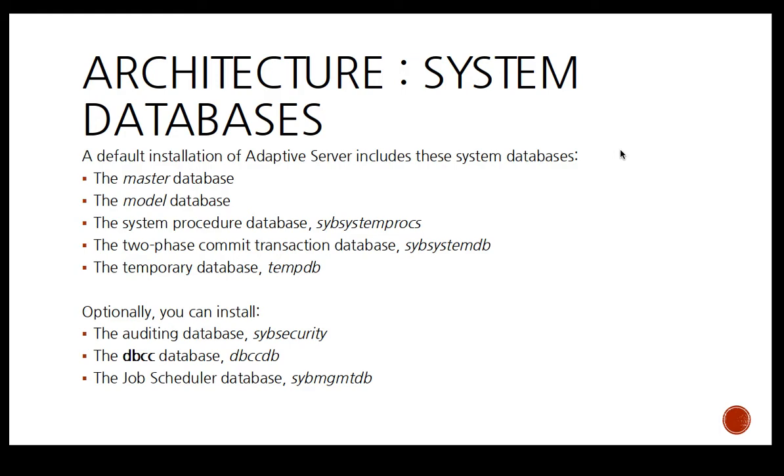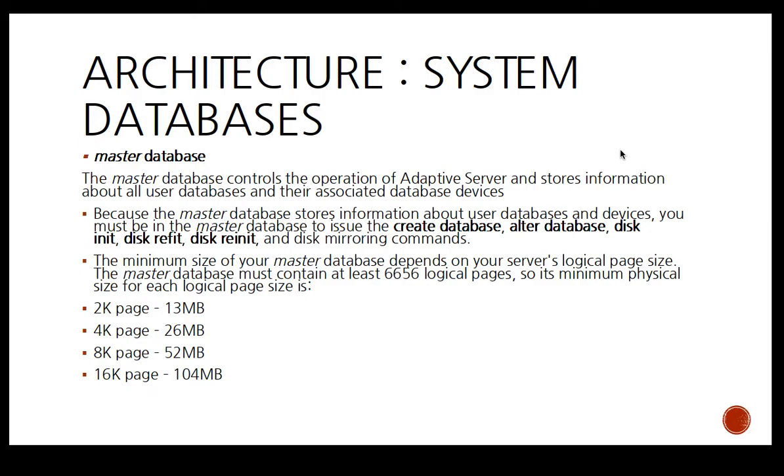So the master database, obviously by the name you can say it's the brain of the server, which controls the operation of Adaptive Server and stores information about all the user tables and their associated database devices. It has all the information like the list of logins, how many databases there are in the particular server, number of devices, page usages, everything is there in the master.